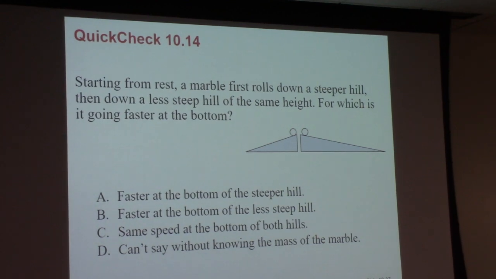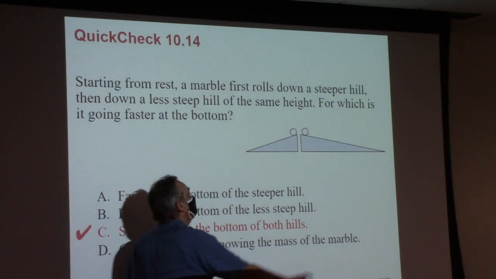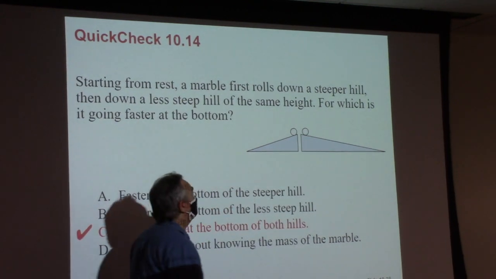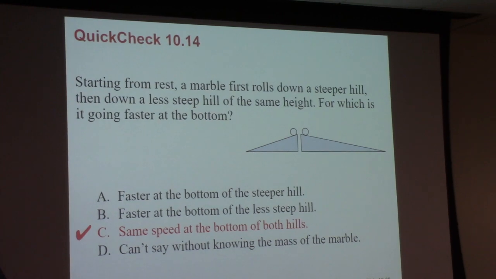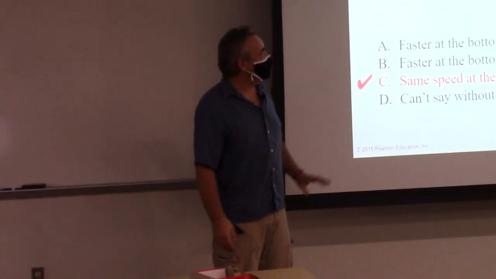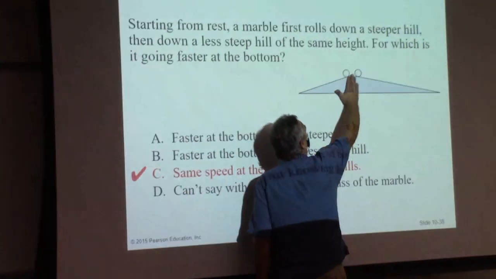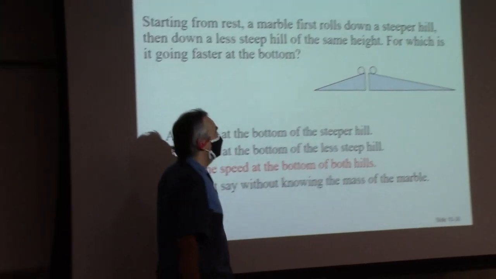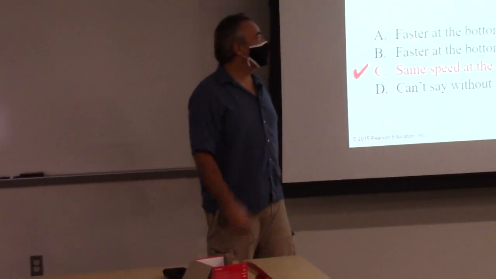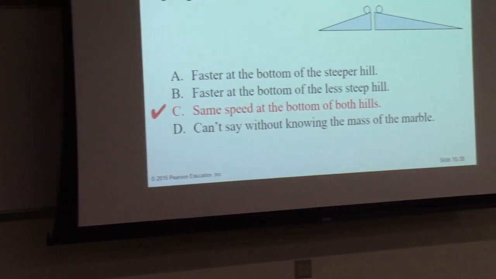Okay, good, excellent. So a variety of choices. So these started from the same height. Same height means they had the same amount of potential energy to begin with. So at the bottom, what has happened is we've taken potential energy and turned it into kinetic energy. So if they both started with the same potential energy, they're going to have the same kinetic energy at the bottom because we've turned, again, potential into kinetic. So they're going to have the same speed then. Okay? Very good.